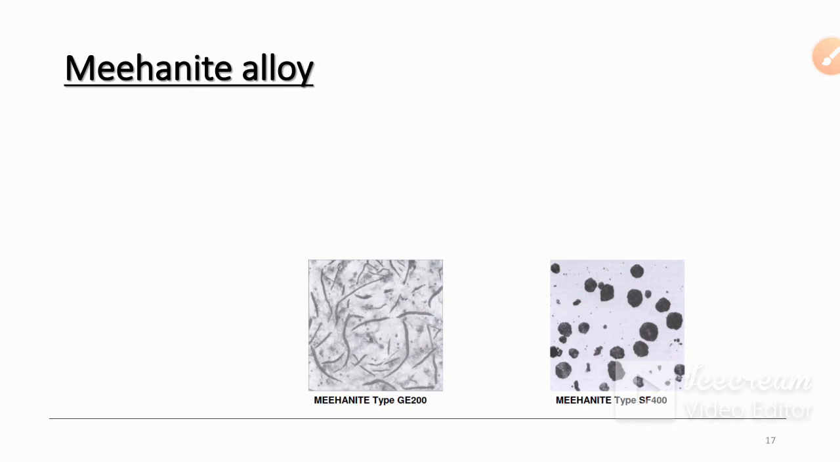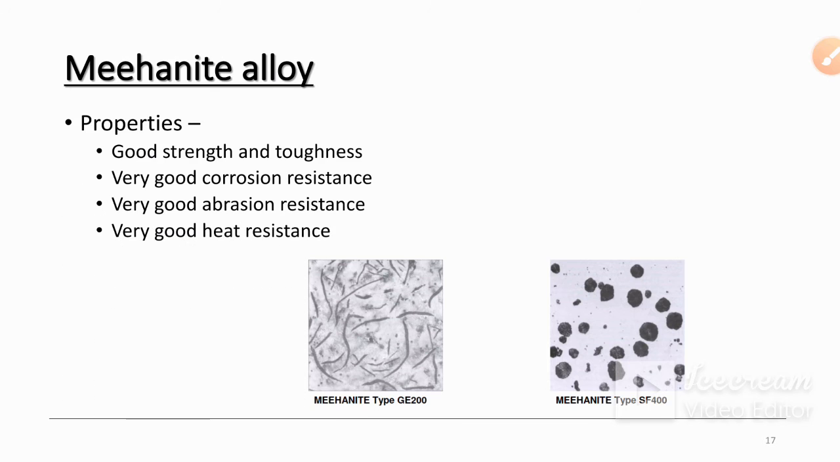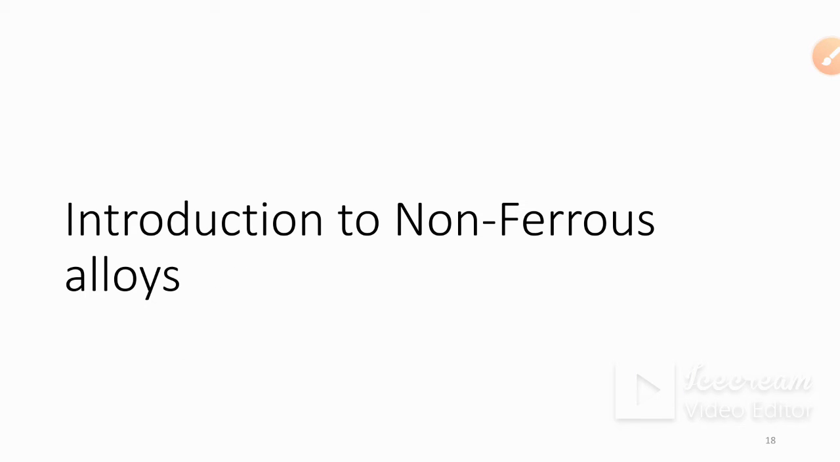You can see the difference: Meehanite type GE 200 and SF 400. The length is reduced here. So good strength and toughness because of good bonding, very good corrosion resistance, very good abrasion resistance, and very good heat resistance. This is the microstructure.